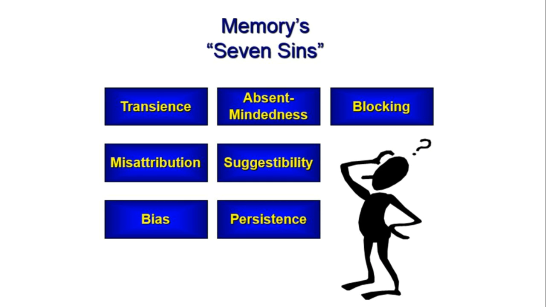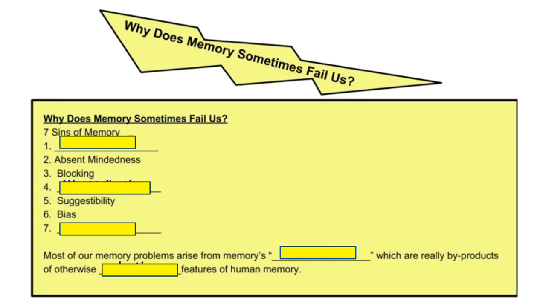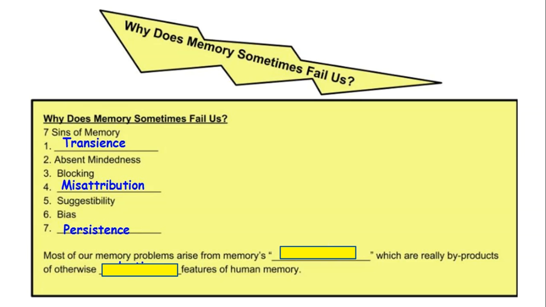All right, we're going to move into what is called the 7 sins of memory. We're going to start with a few of these, and then we're going to have a break in our video, and we'll come back to the rest of them. But the whole idea is, why does our memory sometimes fail us? A lot of this is because of these 7 sins: transience, absent-mindedness, blocking, misattribution, suggestibility, bias, and persistence.